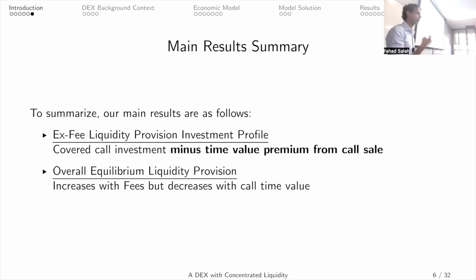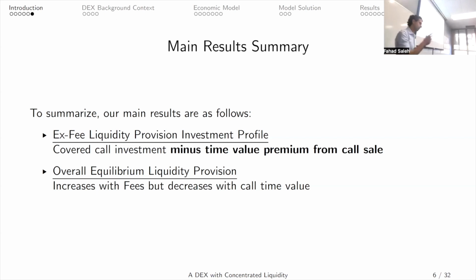So first and foremost, what we really wanted to understand is what investment profile you face if you provide liquidity at Uniswap V3, right? And what that turns out to be is a covered call investment, but minus the time value. And again, that seems like, well, isn't that terrible? Like this is dominated by a covered call. Well, not really. All it really means is there needs to be fees.